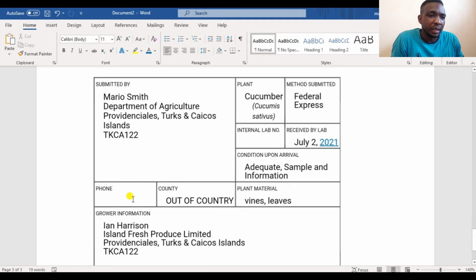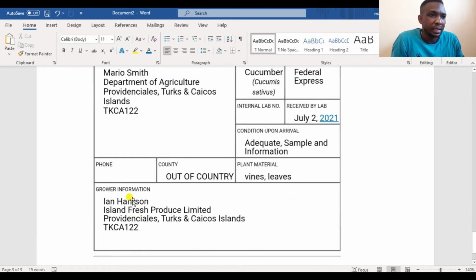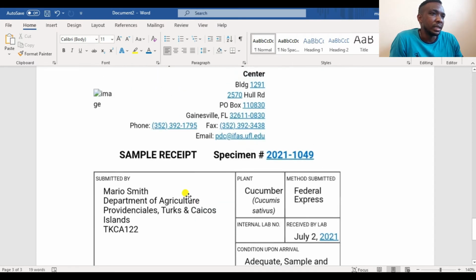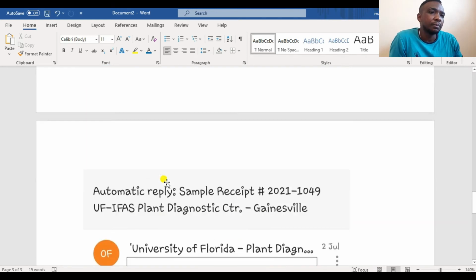My phone number would be here, but I blocked out my phone number. County out of country, it's an international sample. Plant material, vines and leaves. And this is the farmer that I submitted it for, Ian Harrison, and he runs Island Fresh Produce Limited on the island. So this is the confirmation.